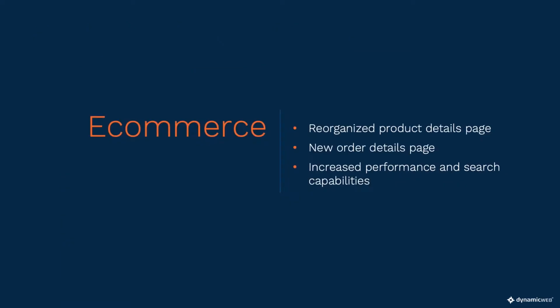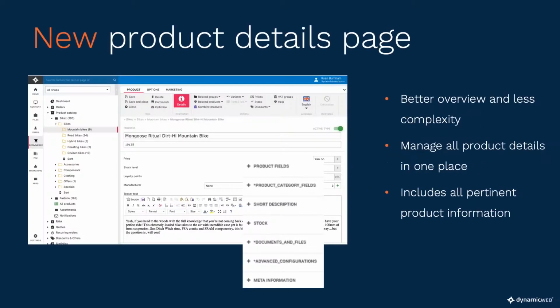Now for e-commerce, we've made a few changes to the way that we're managing it in the administrator as well. The first is the new product details page. So overall, we've put everything into one page. So it's a better overview, and it's a lot less complex to go through and work in. It makes it a lot easier for your marketing team to go in and manage all of your product information. You can do it all in one place, and it includes all of your pertinent product information. So you're not having to jump around from screen to screen.